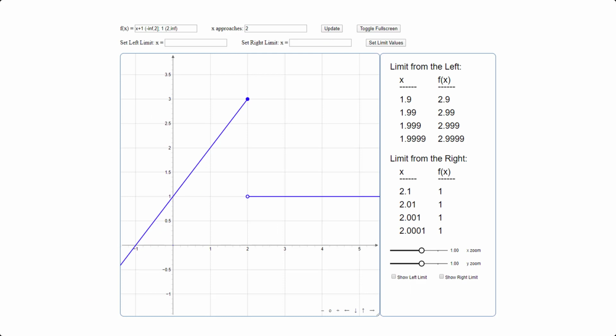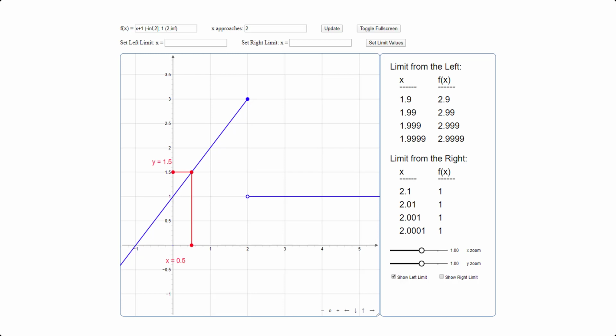Okay, so I have the graph. It's scaled a little bit differently than what had been on the previous screen, but it's the same graph. So we're going to look at the limit from the left-hand side and the right-hand side and see if they agree with one another at this point of discontinuity so that we can see if the limit exists. So let's examine the limit from the left.